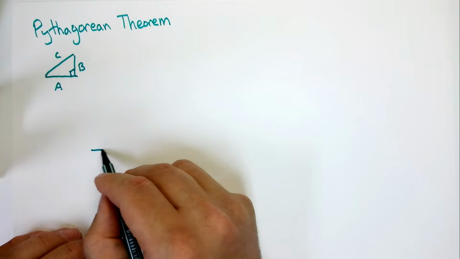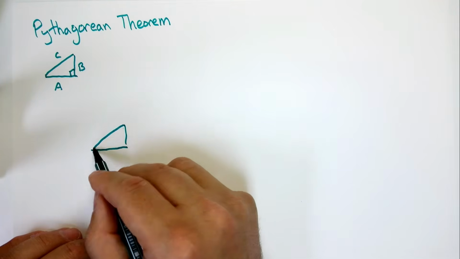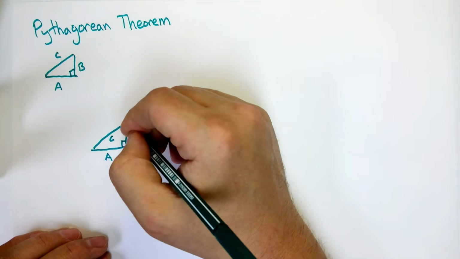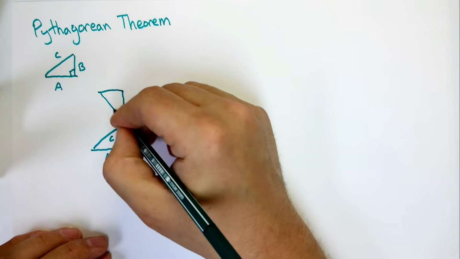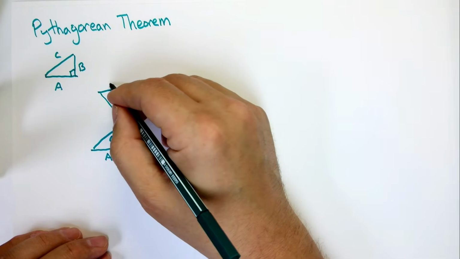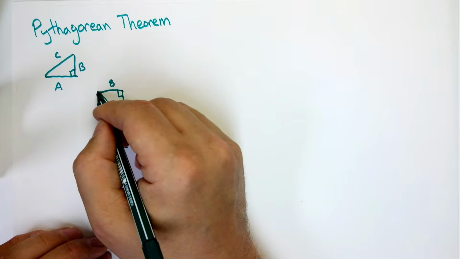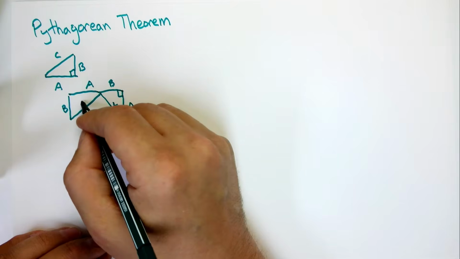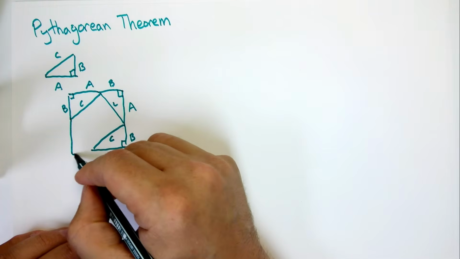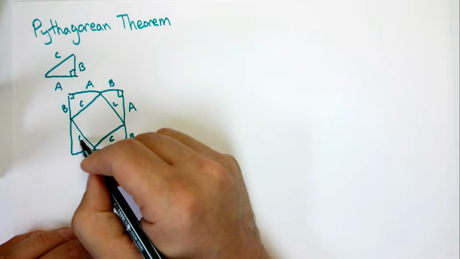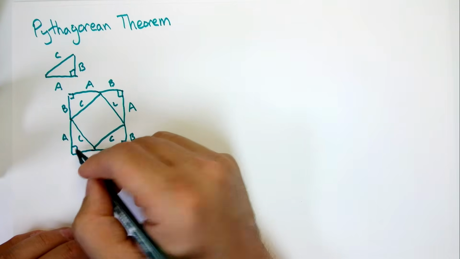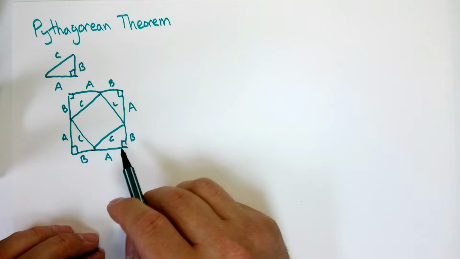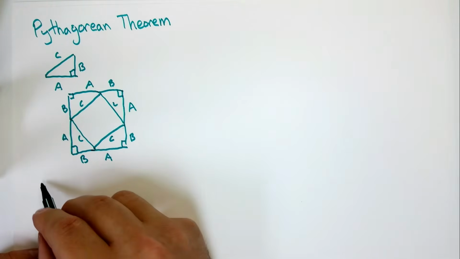So here we go. There's copy number 1, A, B, and there's C. Next, I'm going to put A, B, C. So I'm just sort of rotating it and moving it across. Next, A, B, C. And finally, A, B, C. All right, so here's the question. What's the area in this whole shape? Well, first off, it's a big square.